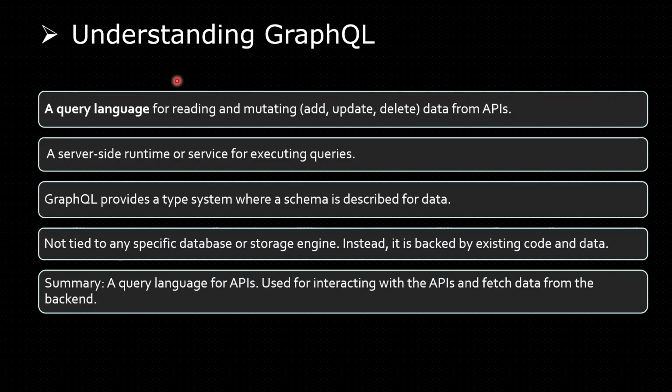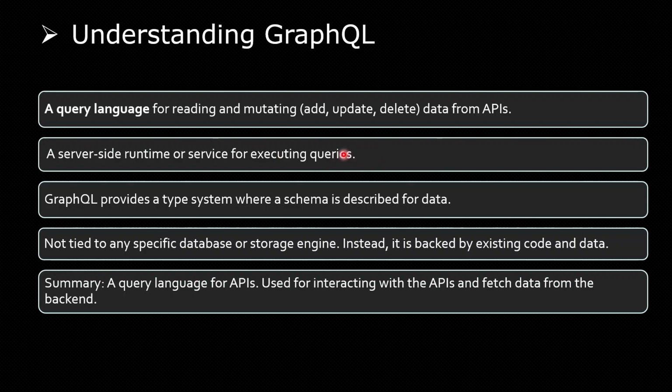So how it works in a web application scenario: there is a website, then there is GraphQL. GraphQL has two components: the GraphQL query on the client side and the server side of it. Then there is an API, and then there is the database storage. So GraphQL works in between the web application, the website part, and the API part. So it works in the middle. Whatever GraphQL queries are, those are executed on the server, so it is called a server side runtime or service.